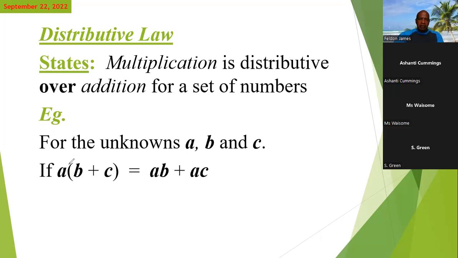Now, if the multiplication is here, it's multiplication distributed over addition of a set of numbers. The set would be the group, so the set is what is in the brackets. And the A is outside the brackets and it is multiplying the bracket. So the multiplication process has to be done in a distributive way.